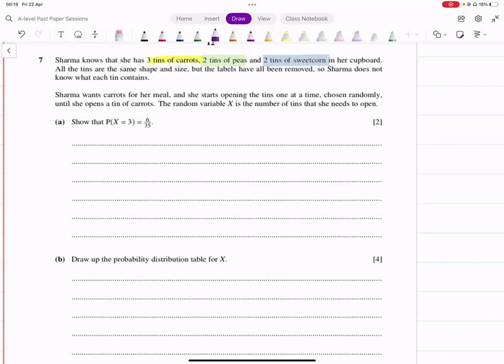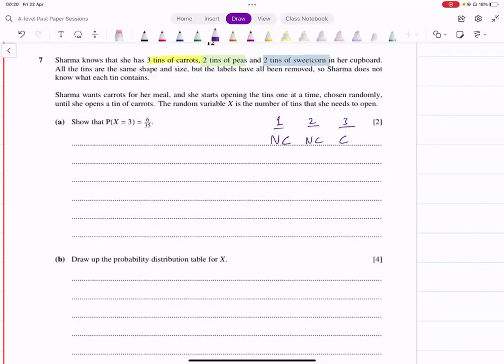You basically have to look at this logically. What will we do? Say she got a carrot in the third attempt. That means the first tin that she opens is not a carrot. The first is not a carrot. The second is also not a carrot. And the third then is a carrot, right?